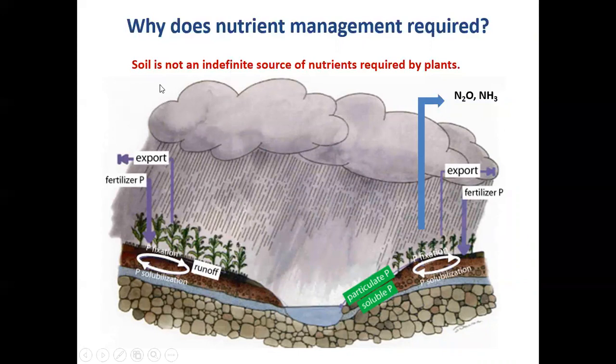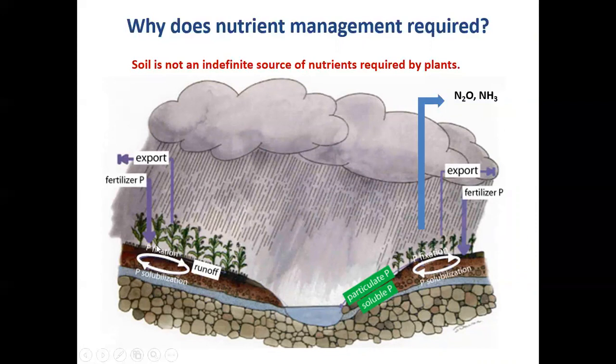So soil is a very rich source of nutrients, of course, but it is not an indefinite source of nutrients required by the plant. So we have to manage those in such a way that we can recycle the nutrients, or manage the soil in such a way that we can reduce the losses. For example, we have nitrous oxide losses, ammonia losses. Then we are harvesting the crop, exporting the minerals and nutrients from there. We are adding fertilizers, and some fertilizer is going toward the streams by runoff. Then we also have some leaching losses of some fertilizers like nitrate.